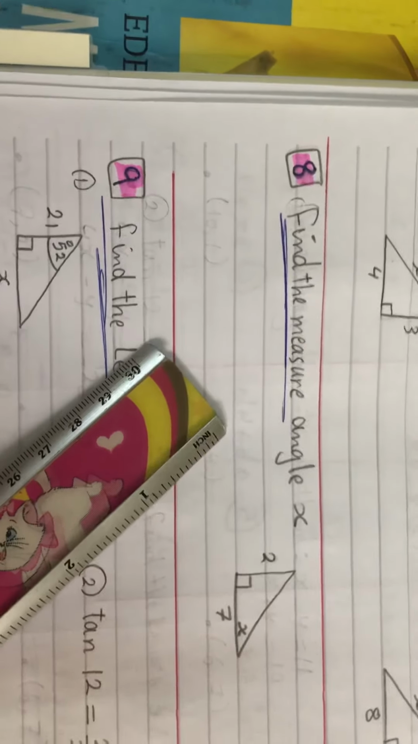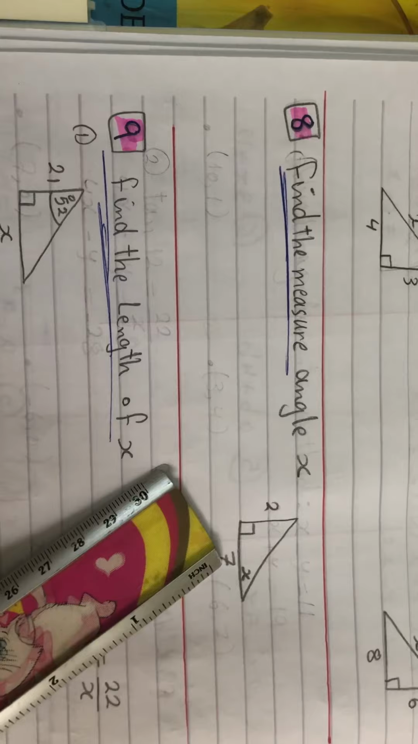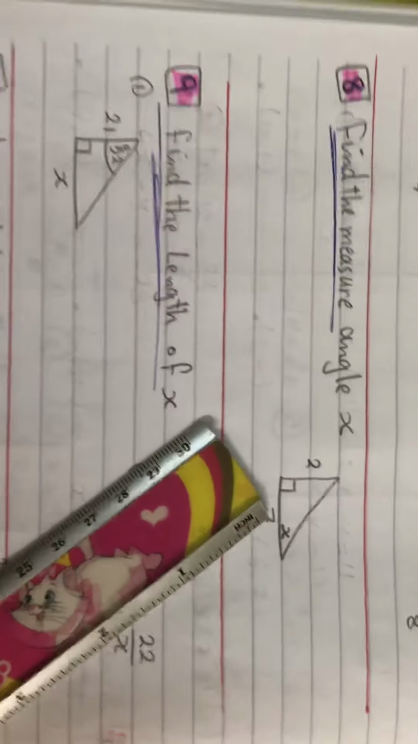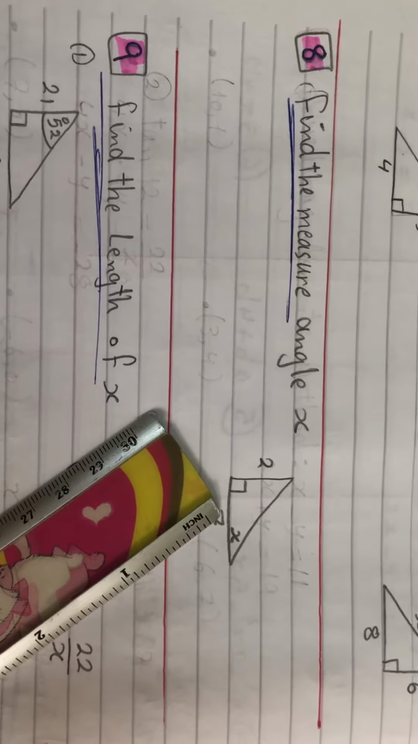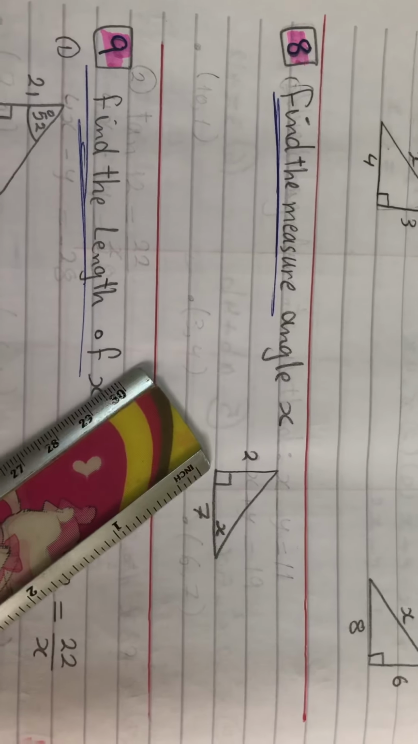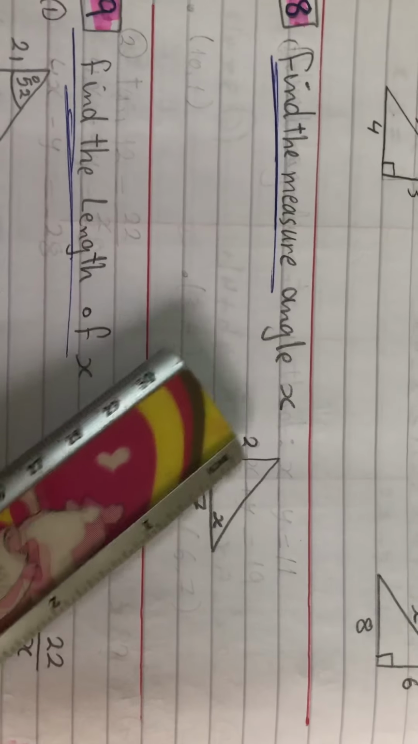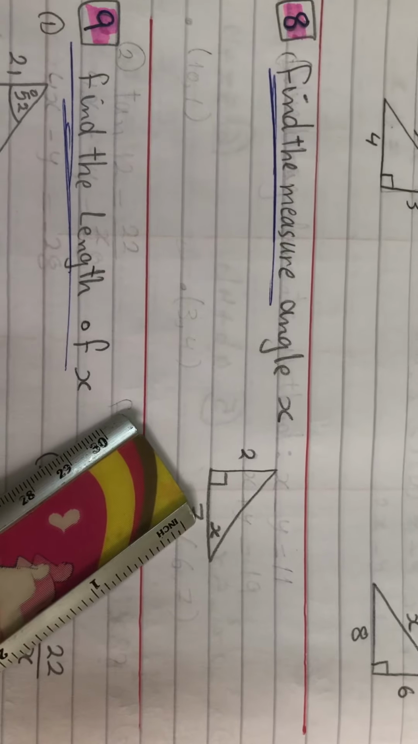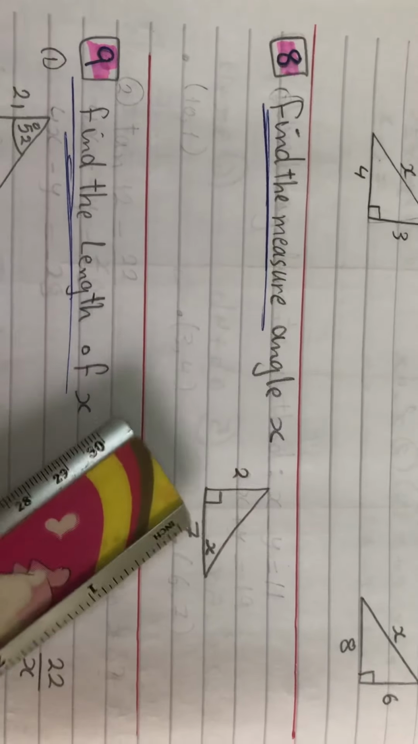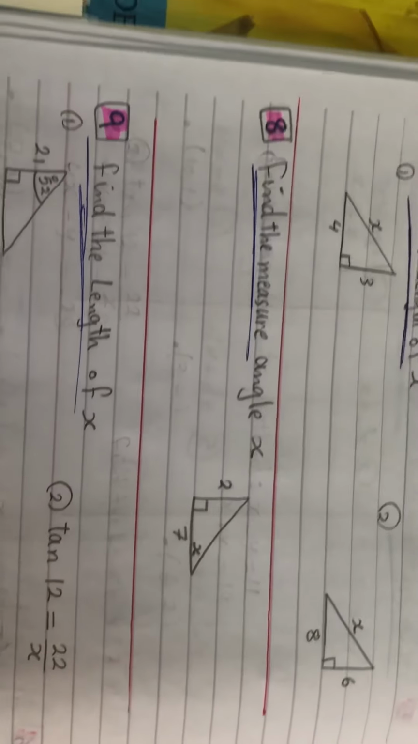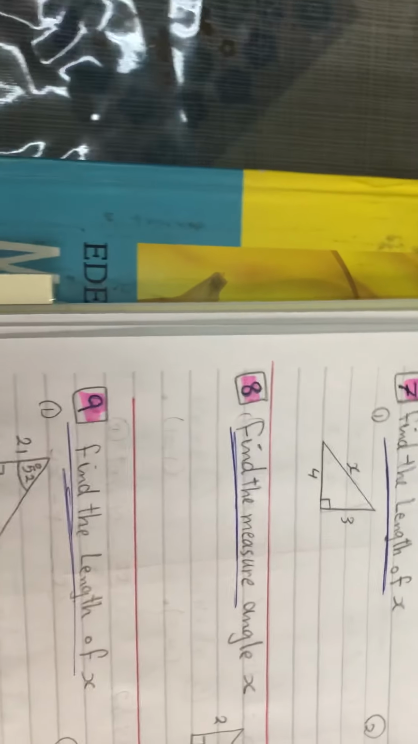This is number 7. In number 8, he asks you to find the measure of angle x. How can I get the measure of angle x? By using tan, because I am here in a right angle triangle. What is facing angle x, we call it opposite. And what is beside angle x, it's adjacent. So we have the ratio opposite and adjacent. So I can find the tan inverse. How can I solve it? Okay, this is question number 8.